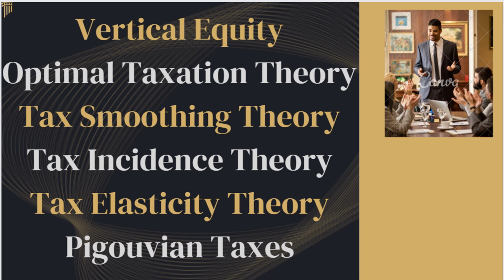Optimal taxation theory. Optimal taxation theory aims to find the tax structure that maximizes social welfare and economic efficiency. It considers the trade-offs between revenue generation and minimizing market distortion caused by taxes. Tax smoothing theory. Tax smoothing theory advocates for stable and predictable tax rates over time to promote economic stability and avoid large fluctuations in tax burdens.